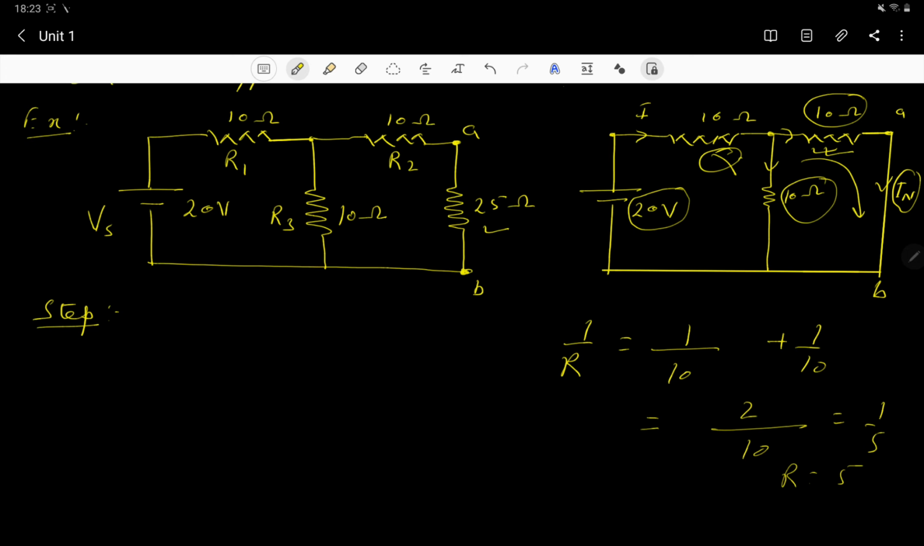So total resistance here comes out to be 15 ohms. This is the voltage given over here. So the total current, if you want to find out, will become voltage upon resistance. Your total voltage is 20 volts and your resistance is 15. So this is your total current IN.